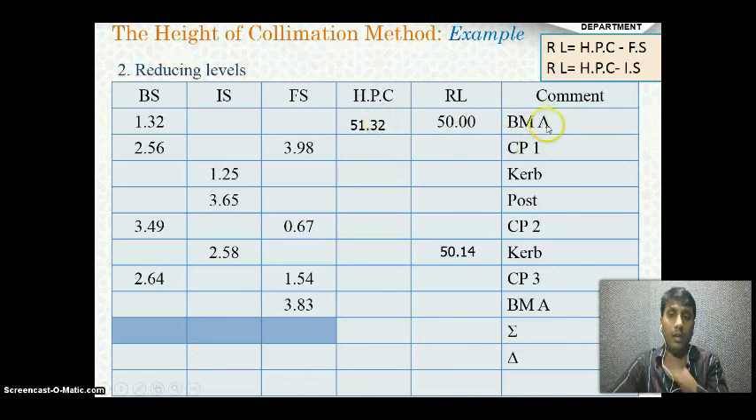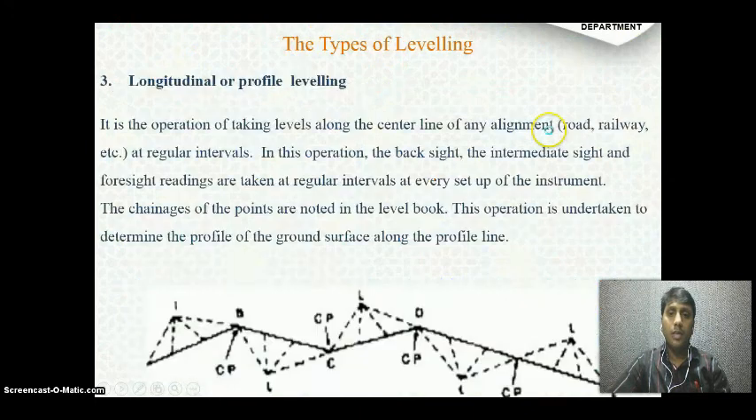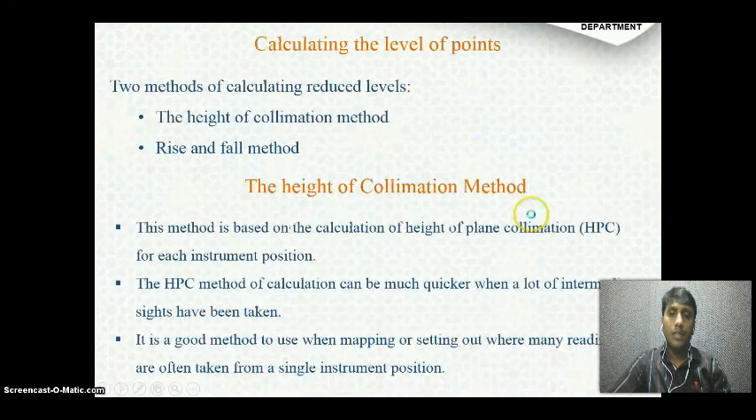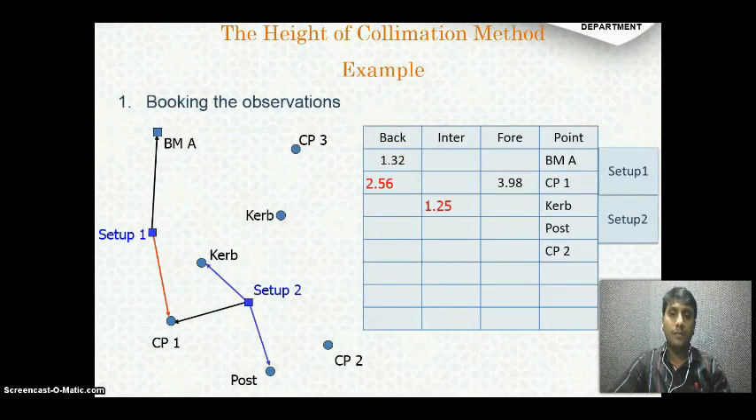Once you know the A, the next point is CP1, so you need to calculate the RL of CP1. Once you want to know the RL of a point, the formula is height of plane collimation minus foresight, or it may be intermediate sight. You can see this from here as I explained. If you want to calculate the RL of another point, the formula is height of plane collimation minus staff reading. Here staff reading is foresight and intermediate sight.